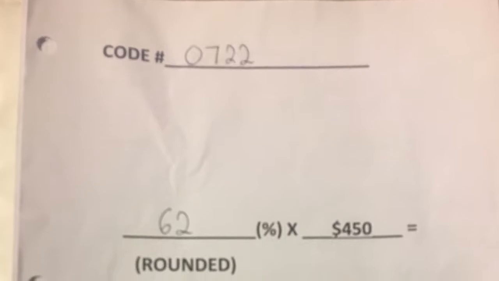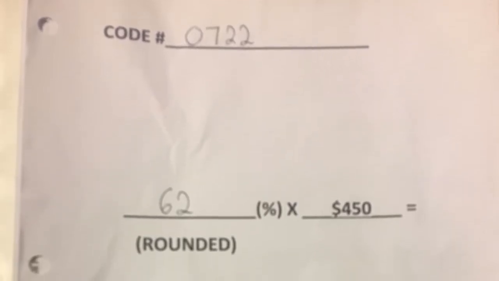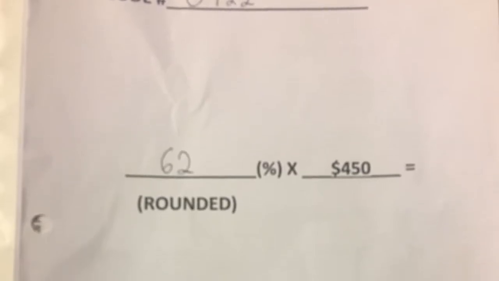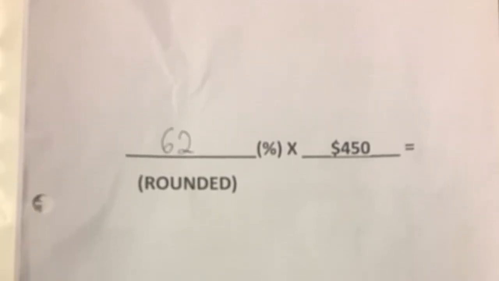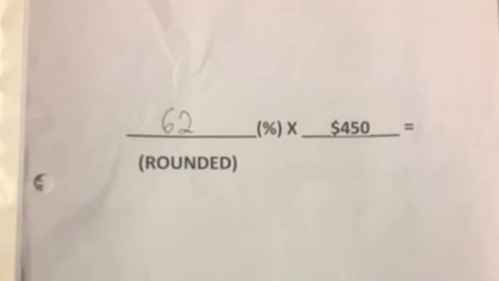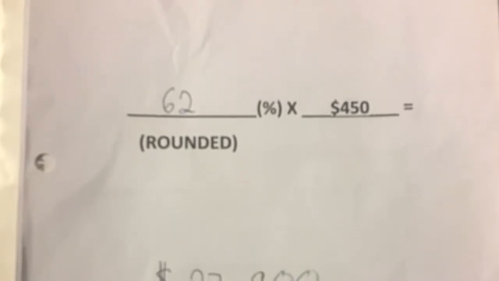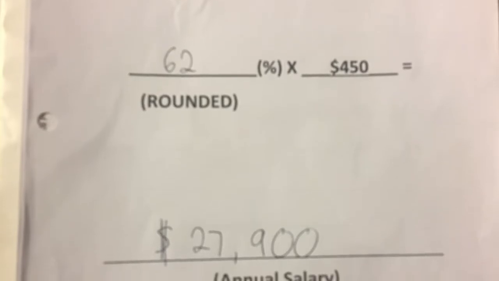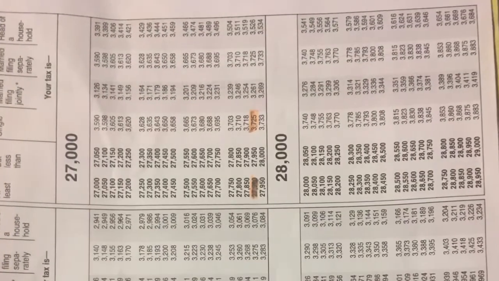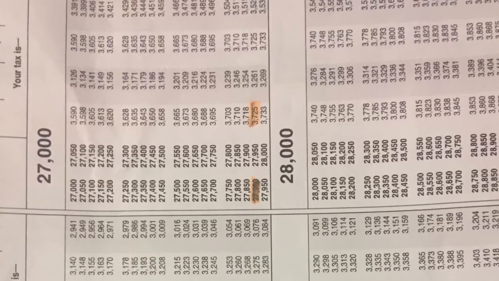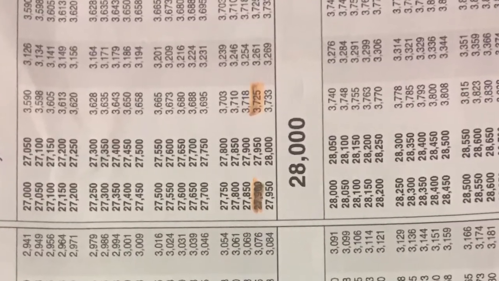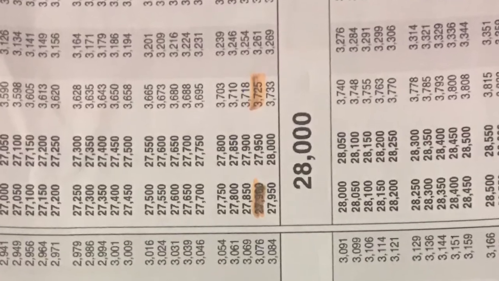Alright, so the first thing you want to do is pay attention to your code number. Mine is going to be 0722 for this example. You're going to need that later. The next thing you want to do is take your grade, your percentage in the class, round it to the nearest whole number, and multiply it by 450. And that is your annual salary. The next thing you want to do is take your annual salary that you just got and put it on line 1 on page 2, section 1, taxes. Then you're going to go ahead and put that aside.